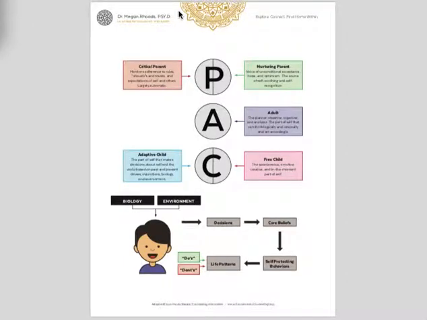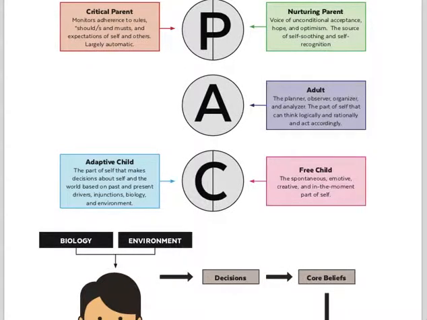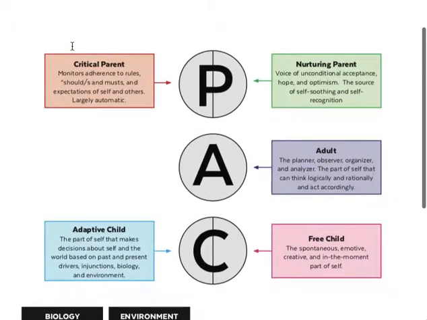This is Dr. Megan Rhoads doing part 2 of my 6-part series where I will explain the critical parent part of the PAC model. So there are 2 parenting parts.